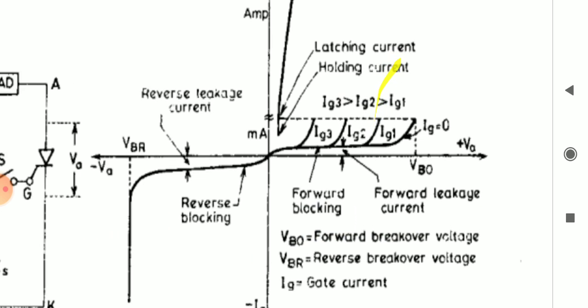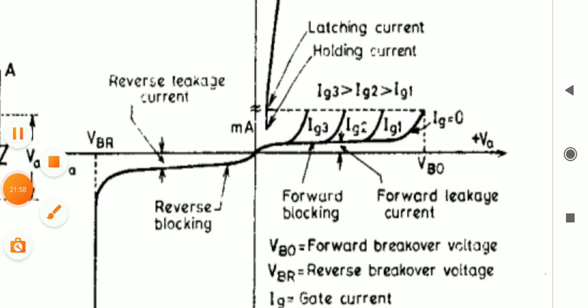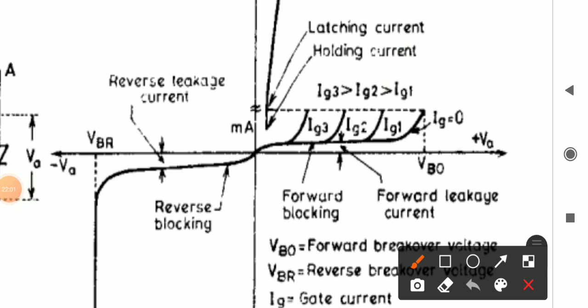If you refer to this Ig, this is another method of making the SCR go into conduction mode. If we apply the gate pulse Ig1, here VBO is the forward breakover voltage, at current Ig equals 0 because we are not applying any current at that point. And if we apply the gate pulse, the SCR may start conducting at this point itself. Instead of taking this much voltage, it will take this much voltage to start the SCR.